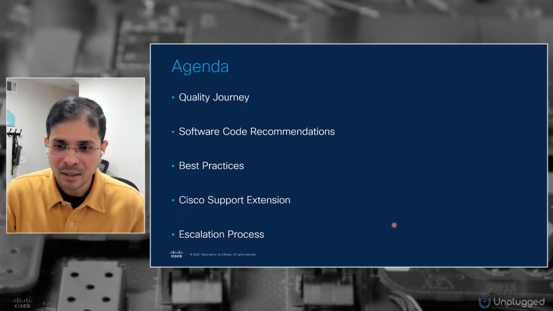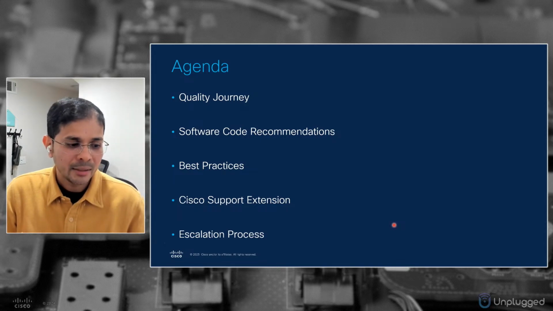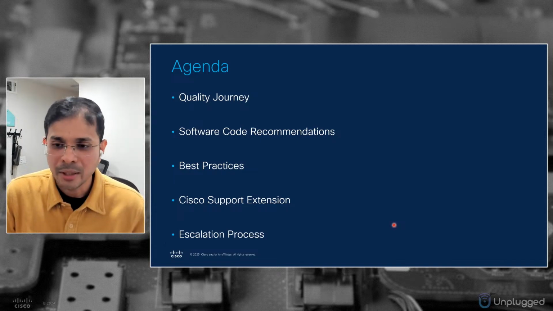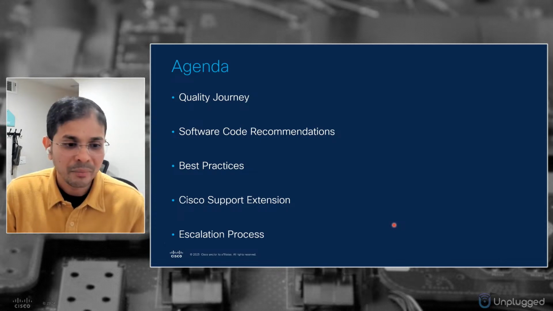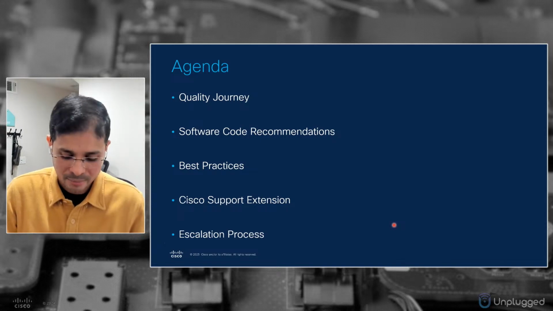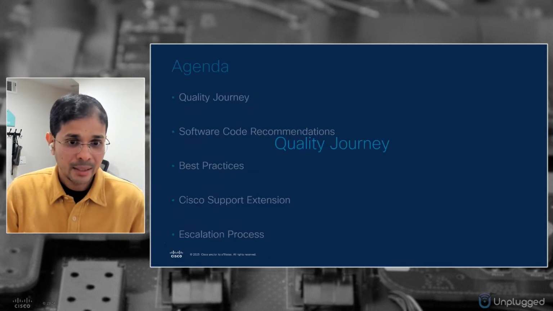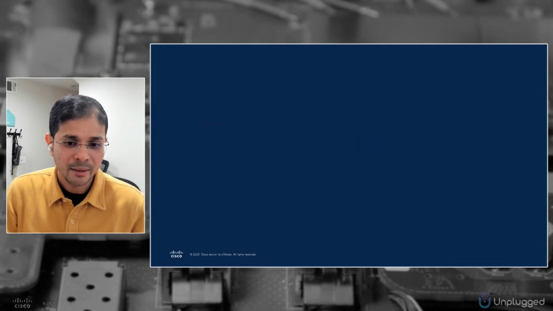Cisco support extension, how it can benefit you and also save some time. And the escalation process: typically if you run into problems, maybe you're hard down with a severity 1 or a severity 2, how do you get access to Cisco personnel? With that, the quality journey.